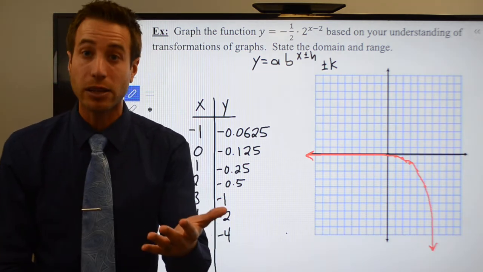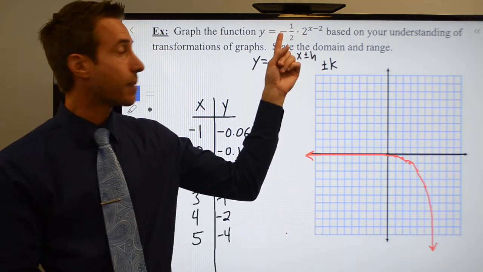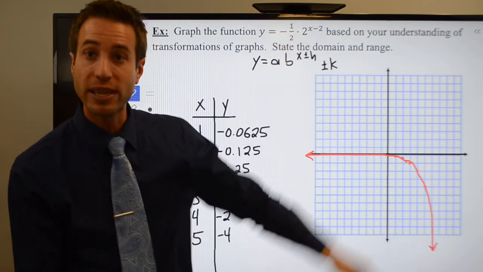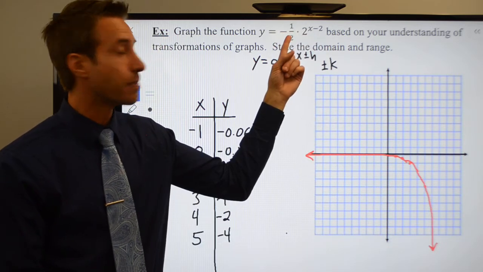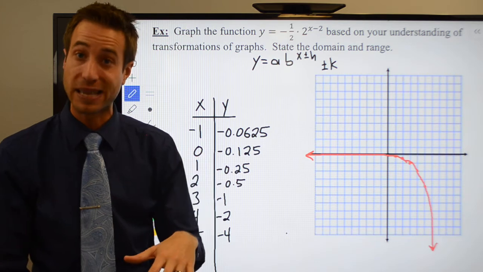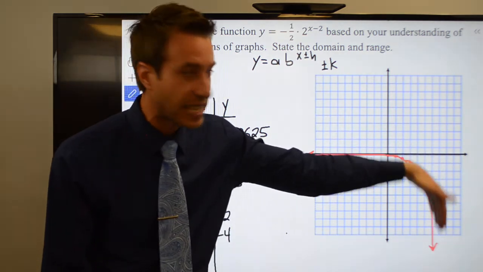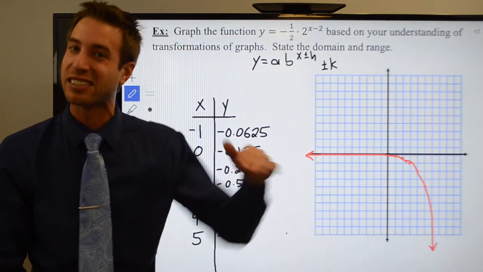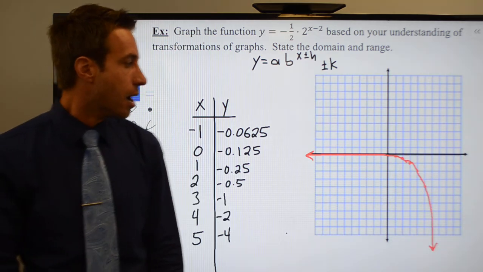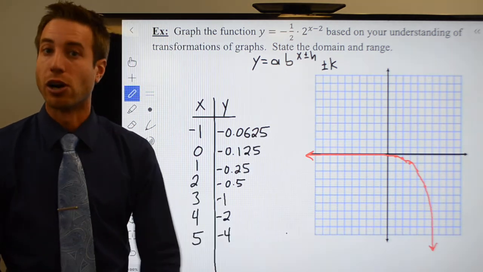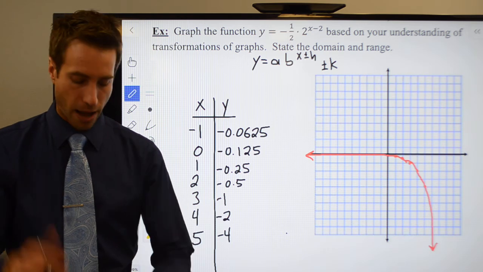And it did exactly what we said it was going to do. I knew because my A was negative, it would have to be below the x-axis. I knew because my A was a 1/2, it was going to be compressed, so it doesn't take off quite as sharply. It's a little shallower slope. And again, I just fill out my chart to get some data points to plot.